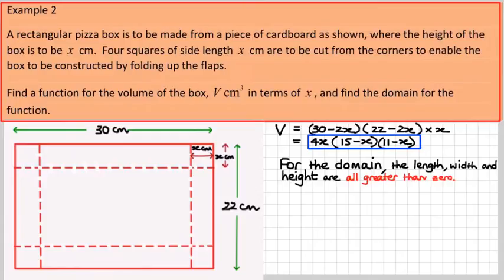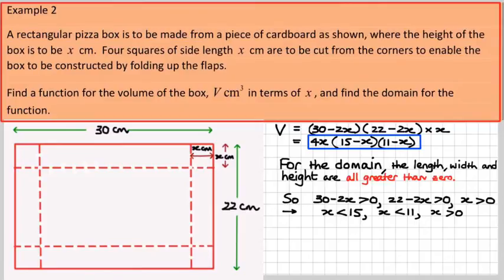Now, for the domain, guys and gals, the length, the width, and the height all have to be greater than 0, otherwise we haven't got a box. So that's the way I see it, and I'm sure you would agree. So therefore we're saying that 30 minus 2x has to be greater than 0. Also we're saying that 22 minus 2x has to be greater than 0, and of course x has to be greater than 0. So let's just simplify that down a little bit in the next line.